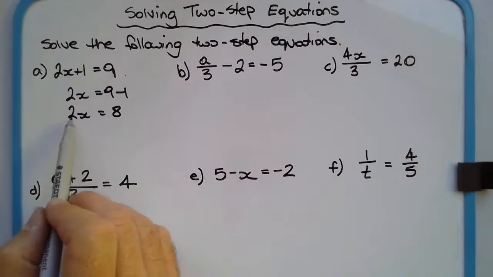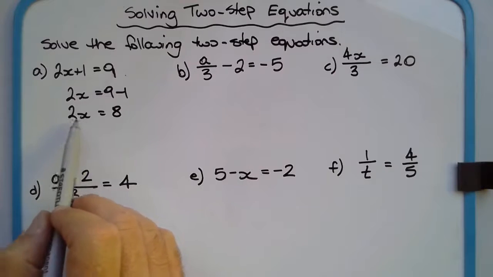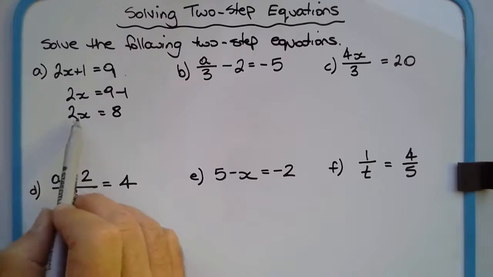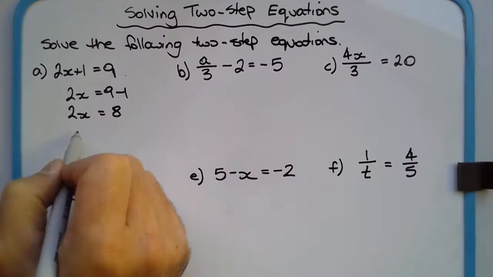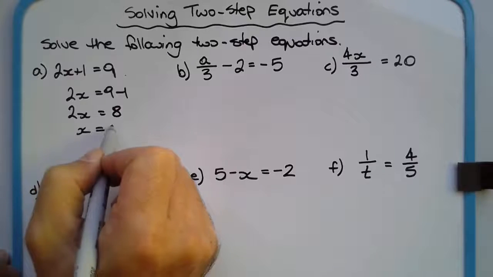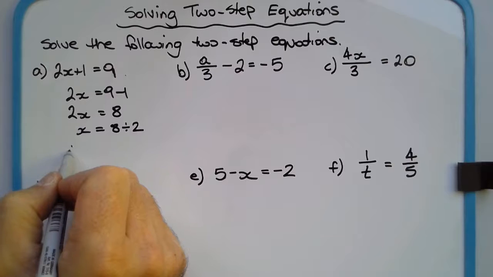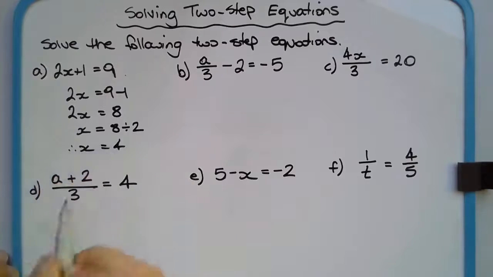Now, when you have a number and a pronumeral next to each other, it means multiplication. We're going to move the 2 over, and the multiplication will then turn into a division. So x is equal to 8 divided by 2. Therefore, x is equal to 4.